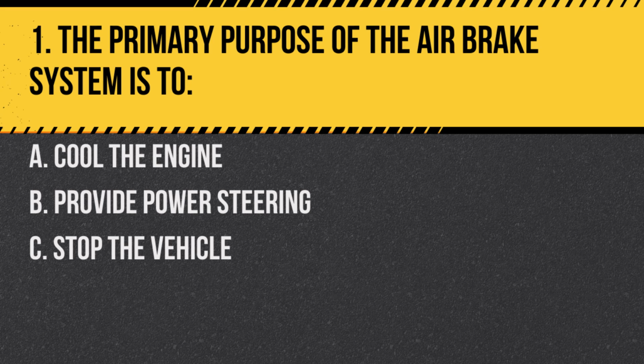Question 1. The primary purpose of the air brake system is to: A. Cool the engine. B. Provide power steering. C. Stop the vehicle. Answer: C. Stop the vehicle. The air brake system's main function is to safely stop the vehicle.